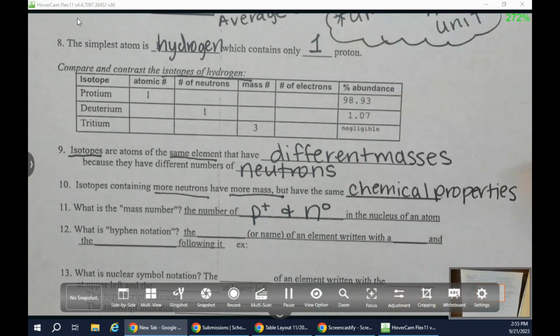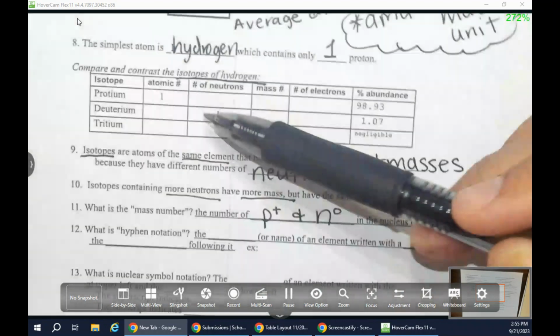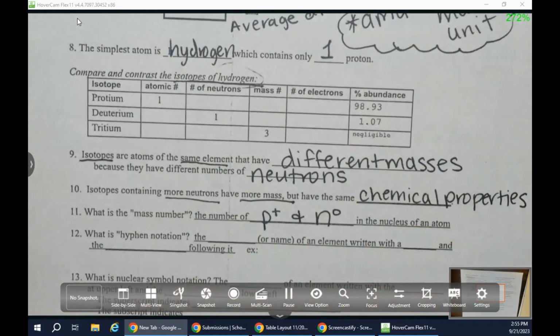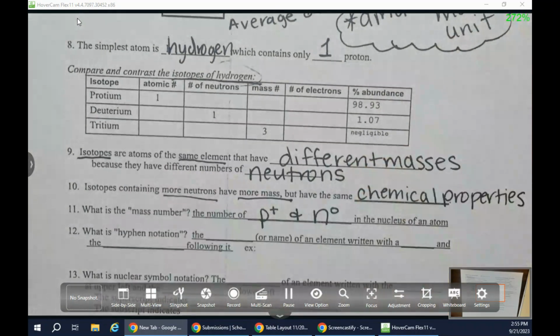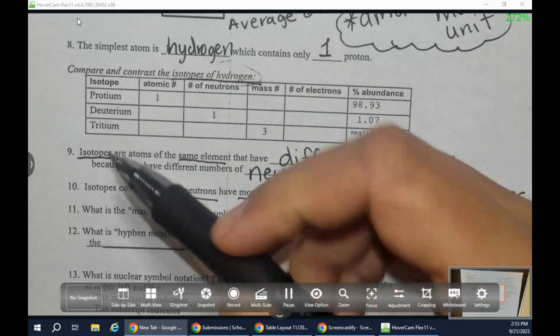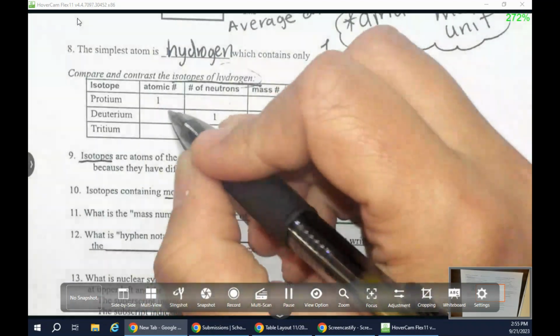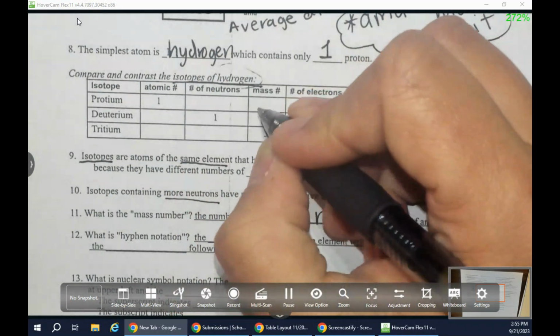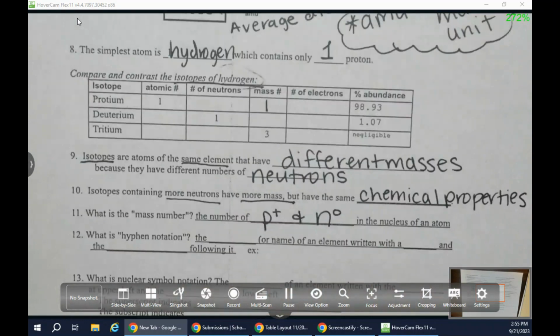Now that we have that, let's look at this little table. This is all talking about hydrogen. So no matter what, the element is hydrogen. It has chemical properties of hydrogen. However, these three different types of hydrogens, these different isotopes of hydrogen, have fancy names. Those are the only ones that have that. So protium, we have an atomic number of 1. I'll just tell you, you have a mass number of 1.